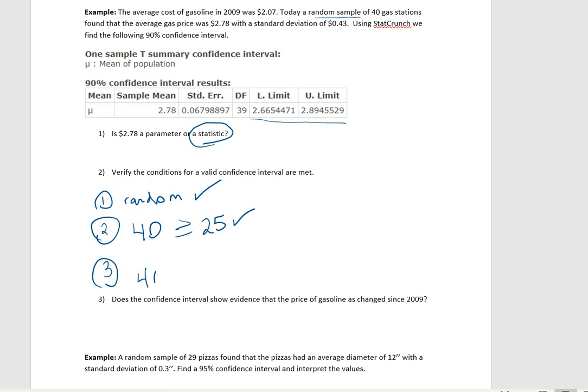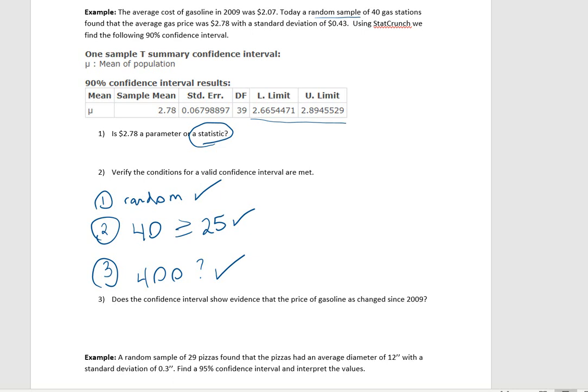Alright, and last but not least, we want to make sure that we have enough gas stations. So, do you guys think that there's more than 400 gas stations? Yes, there's more than 400 gas stations. So, we are good. The next thing is that we want to know, does the confidence interval show evidence that the price of gasoline has changed since 2009?